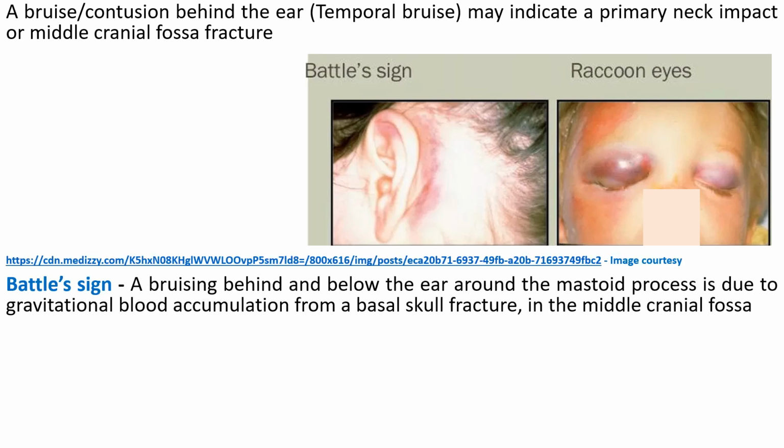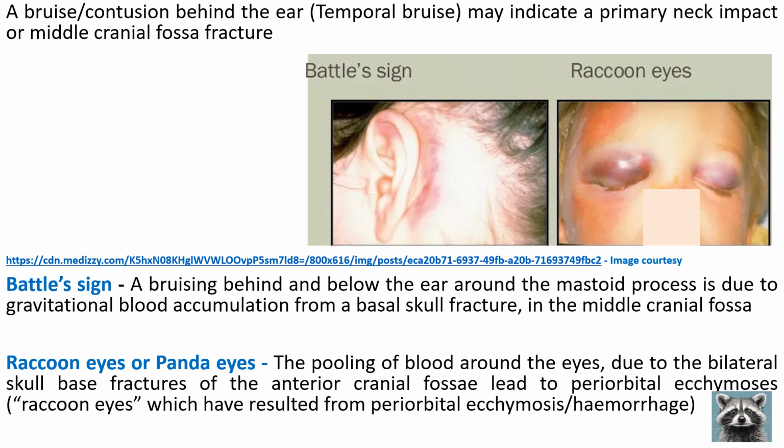Battle sign means a bruising behind and below the ear around the mastoid process, due to gravitational blood accumulation from a basal skull fracture, that means in the middle cranial fossa. Now you can understand the changing of the initial site of the injury. Similarly, you can see raccoon eyes or panda eyes. Here in this case, as I have explained earlier, in case of bilateral basal skull fractures of the anterior cranial fossae lead to periorbital ecchymosis, which is termed raccoon eyes, which have resulted from periorbital ecchymosis or hemorrhages.